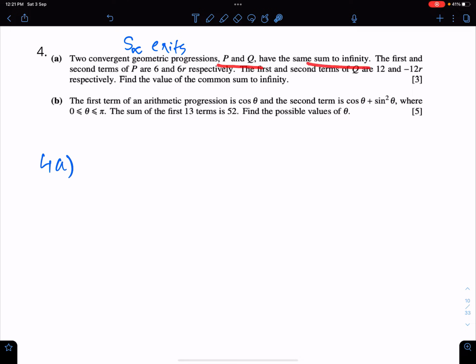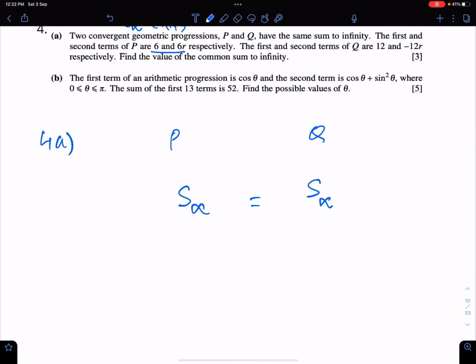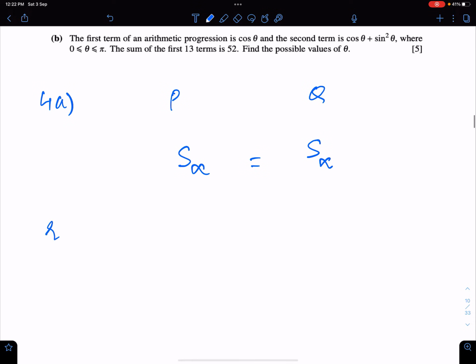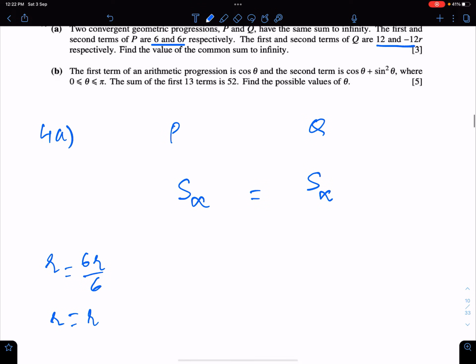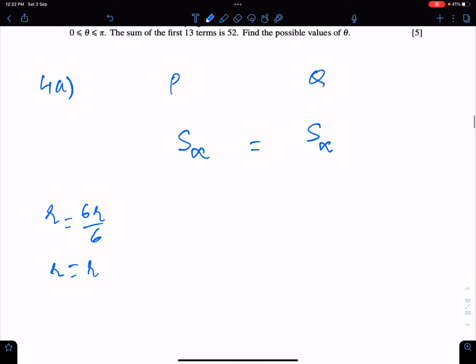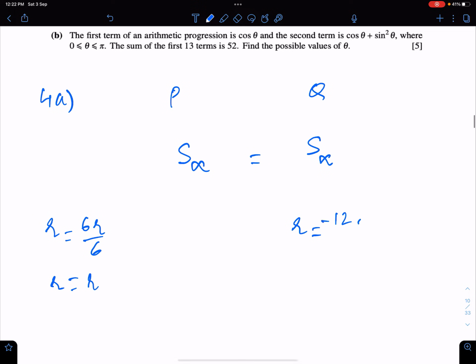P and Q have the same sum to infinity. So it's given 2 sequences P and Q both have the same sum to infinity. And the first 2 terms of P are 6 and 6r. So the r of P should be 6r upon 6, which is r. And the first 2 terms of Q are 12 and minus 12r. So the r of Q would be minus 12r upon 12, so minus r.